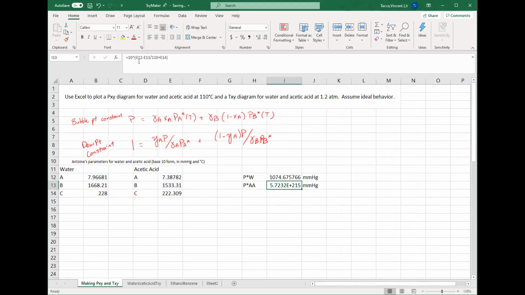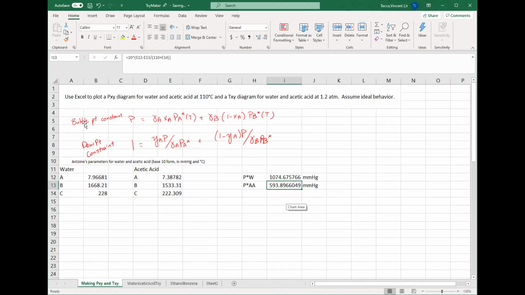Whoops, I made a mistake there. I did not put the parentheses in the right spot. So if you ever encounter something weird, always double check to make sure that your syntax is as you expected it to be. 594 millimeters of mercury is a much more reasonable answer. So I already have my vapor pressures.